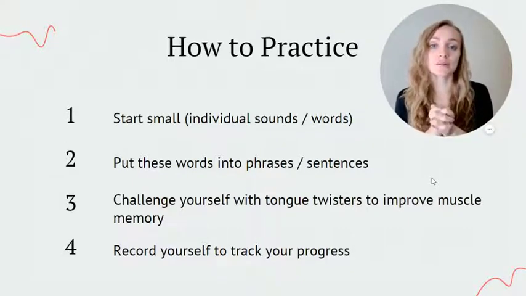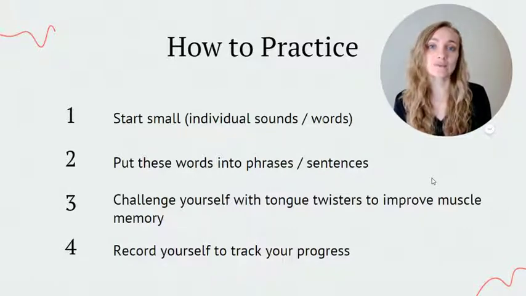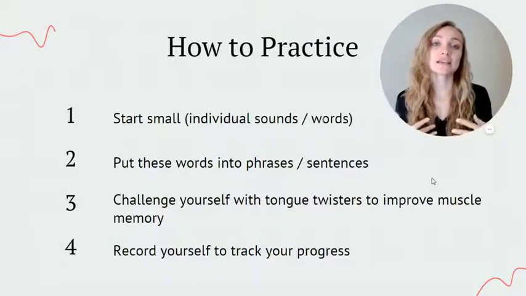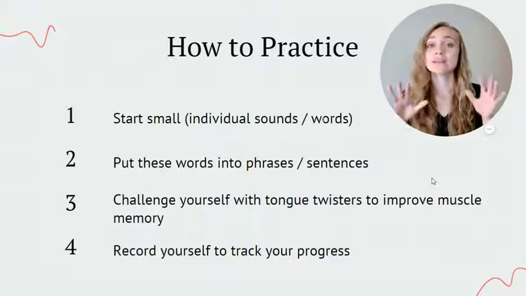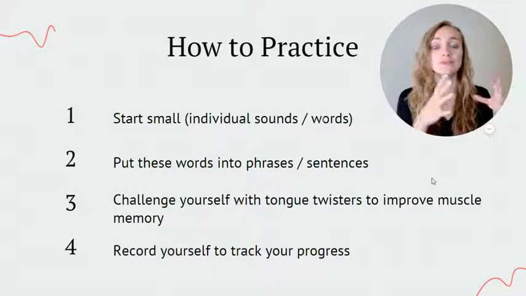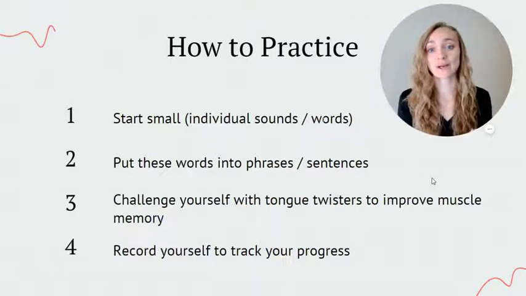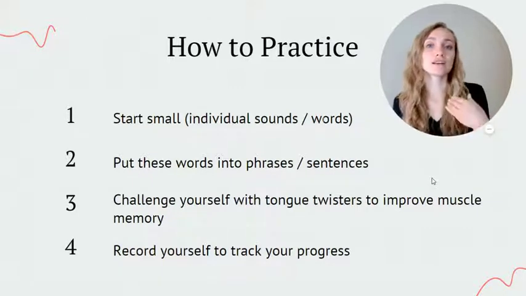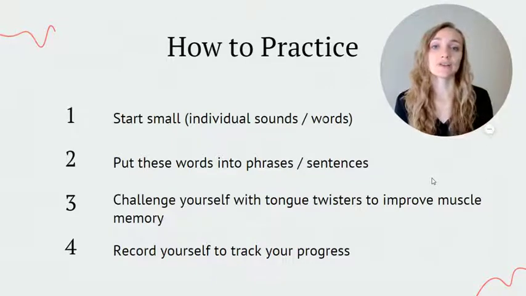So the first thing we want to practice is individual sounds and words, especially if it's a difficult sound for you. Take it slow, do it little by little. Once we feel good with individual words and sounds, then we want to put them into phrases and sentences, okay? So you'll start to say things that are a little bit longer, put it in a phrase, put it in a sentence, and you'll find those in the PDF as well.